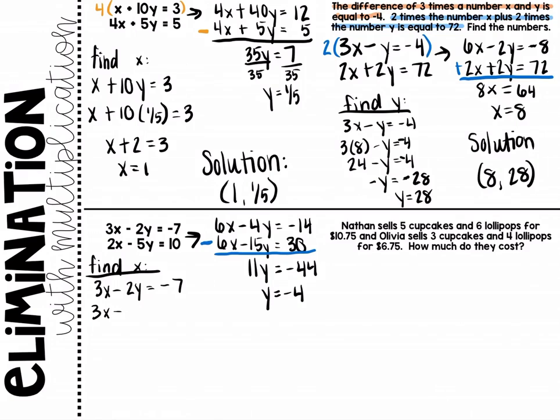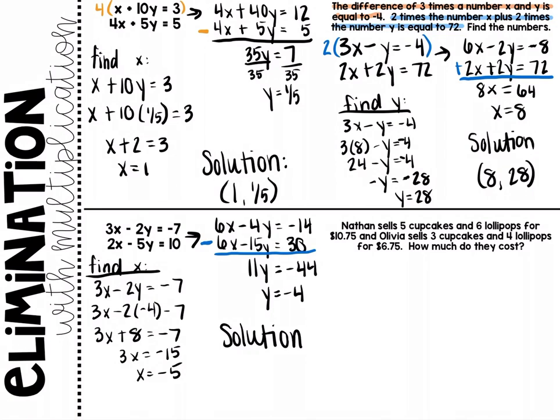So 3x minus 2 times -4 equals -7. So 3x plus 8 is -7. So I'm going to subtract 8 and get 3x equals -15. So x equals -5. So my solution is (-5, -4). Okay, so that system would be considered consistent and independent because it has one solution.